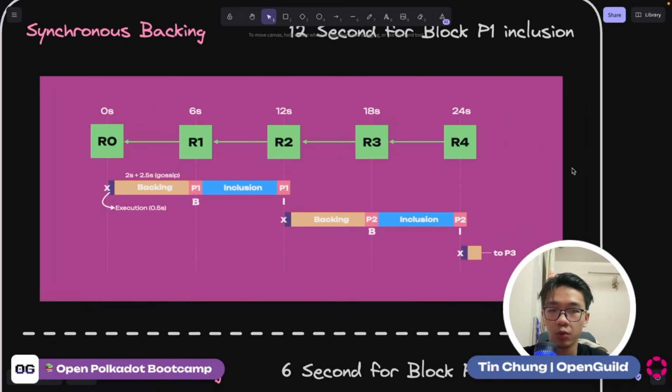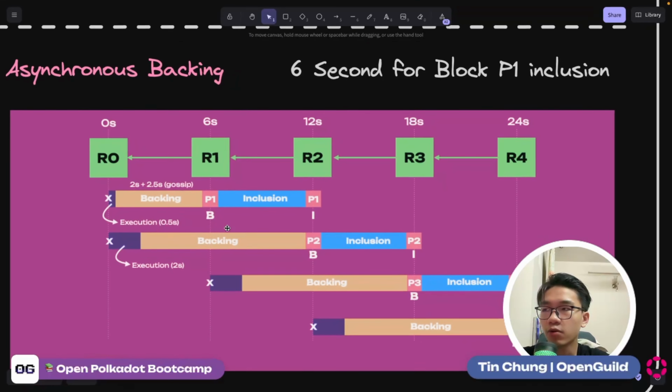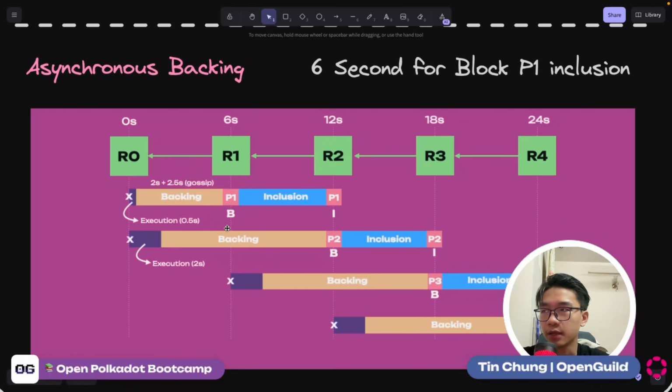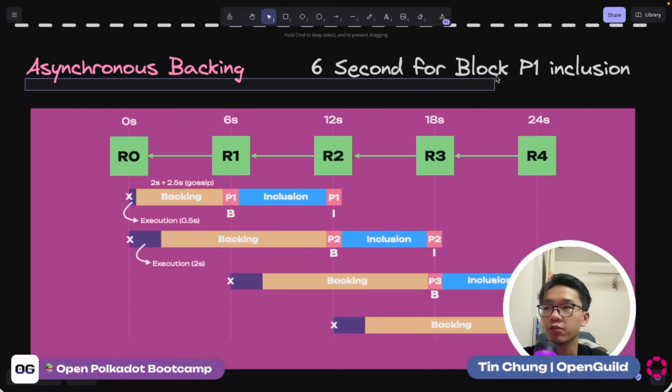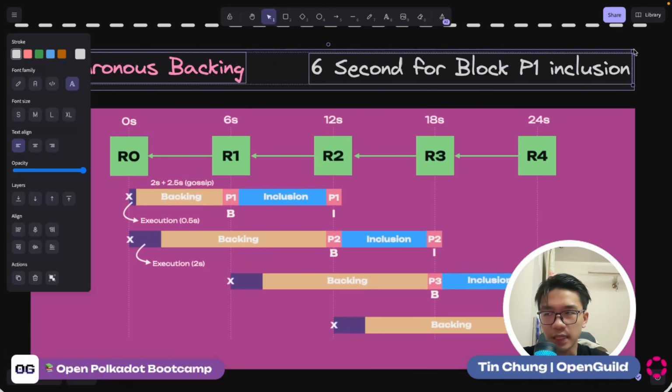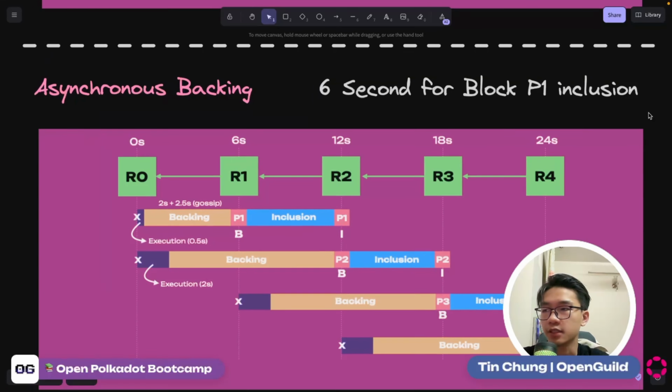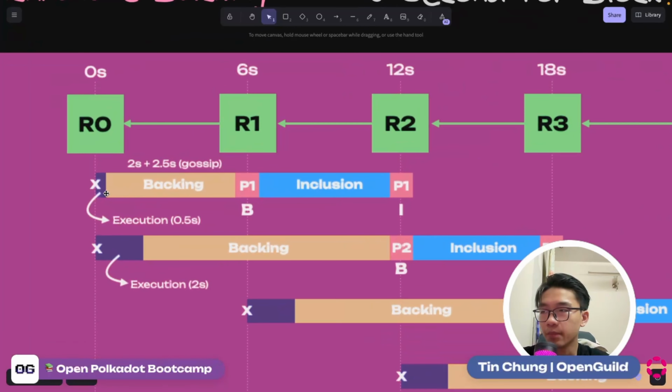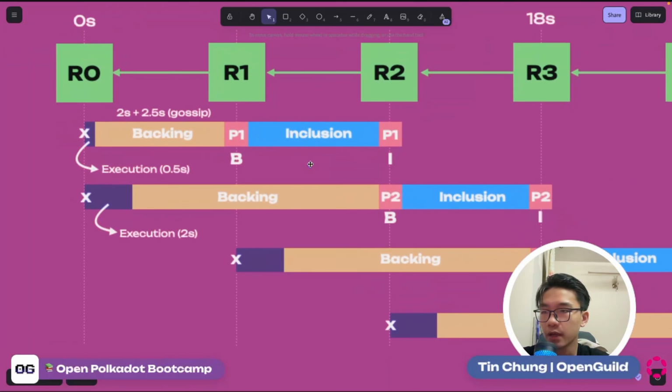Block 2 has to rely on block 1 being included first before block 2 can be included. So what does asynchronous backing bring to us? It reduces the time for the block inclusion pipeline of the P1 to 6 seconds instead of 12 seconds. While there's a backing process happening and the inclusion happening here, there's also another backing process that can happen at the same time as block 1.